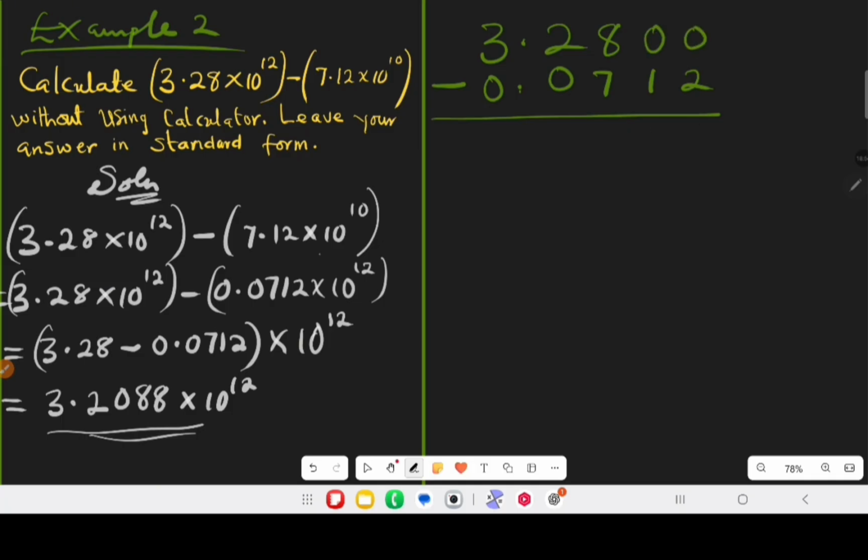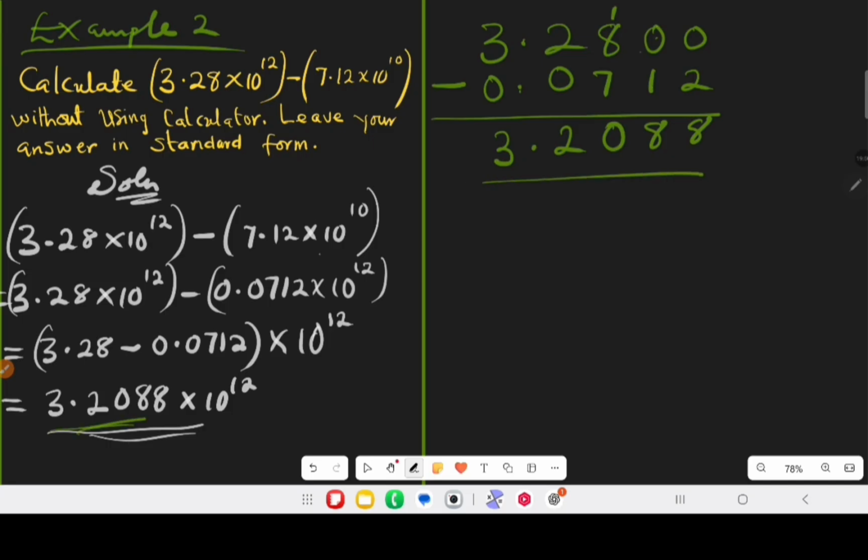0 minus 2 cannot. We borrow 1 from here, left with 7. If we add that 1 to this 0, it becomes 10. Then from 10, we borrow 1, left with 9 here. Then we add that 1 to here, it becomes 10. 10 minus 2 gives us 8, left with 9 here. 9 minus 1 gives us 8, left with 7 here because we borrowed 1 initially. 7 minus 7 gives us 0. 2 minus 0 gives us 2, and 3 minus 0 gives us 3. That is how we got this.